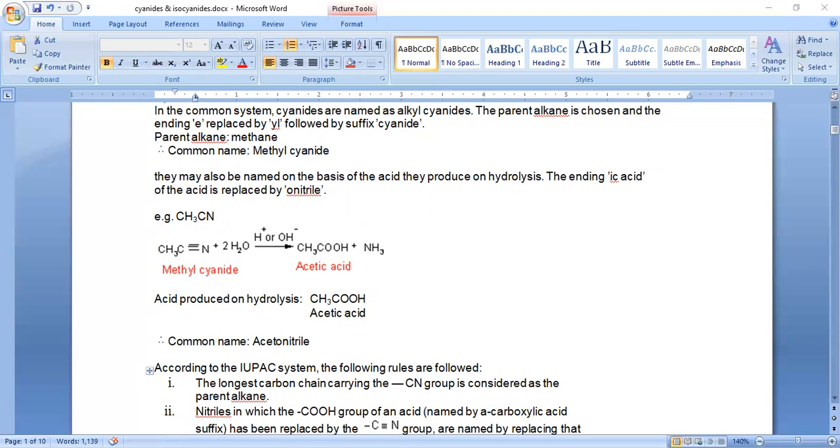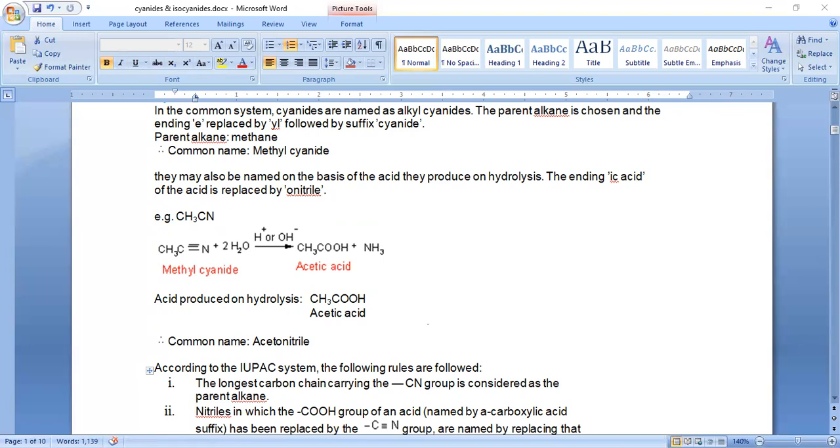So between these two carbon atoms we have a single bond, so for that we need to write "an". And the last letter of the primary suffix, the e, should be replaced, followed by writing the name of the functional group, that is nitrile. So now the name of this compound is ethyl nitrile.